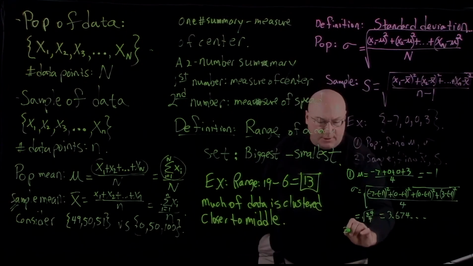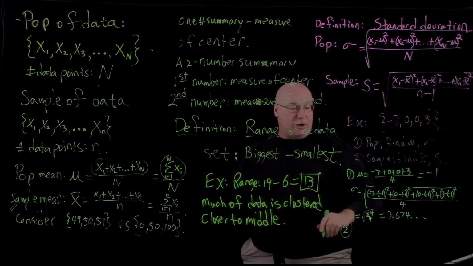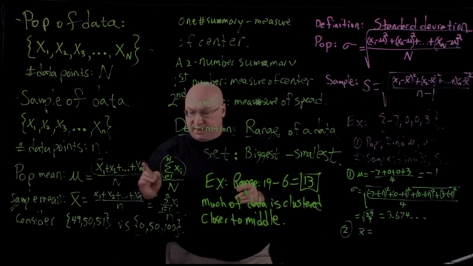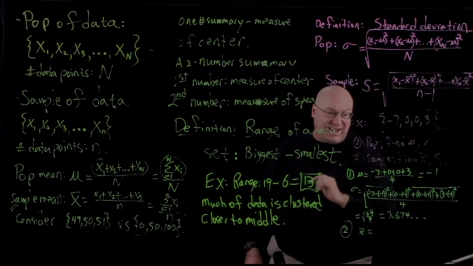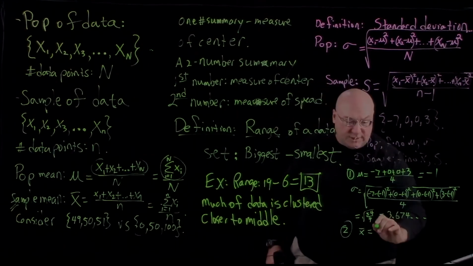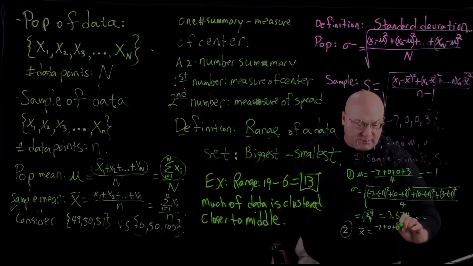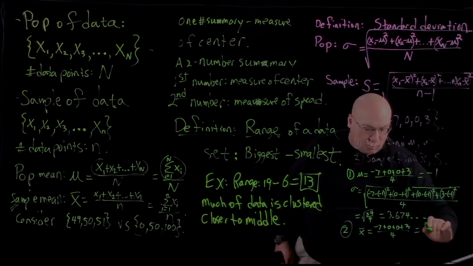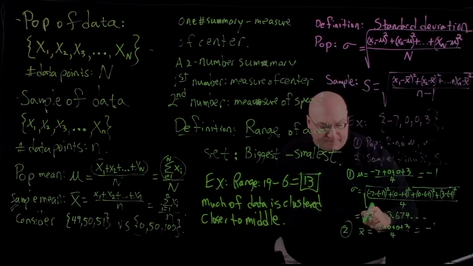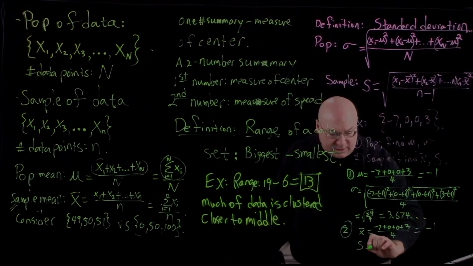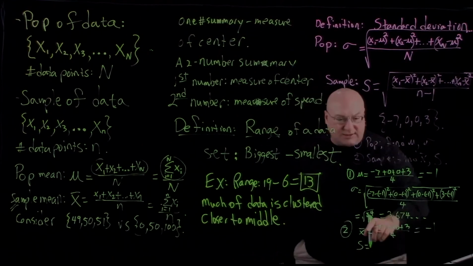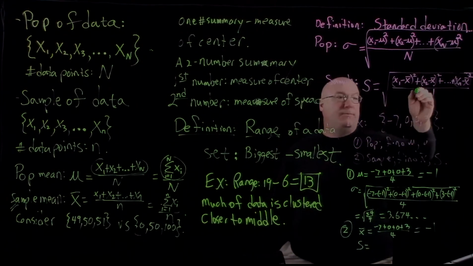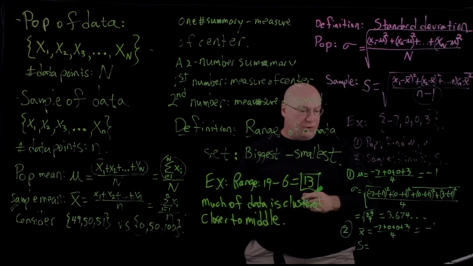Okay, number 2. I want to find x bar and s. Well, x bar, how do you find that? The answer is you add them all up and divide by the number there are. So the calculation is the same as it is for mu. So it's -7 plus 0 plus 0 plus 3 over 4, and you get -1. I'm about out of room here. The thing I get for s is exactly the same as up here, except I divide by n minus 1, which is 4 minus 1, or 3.